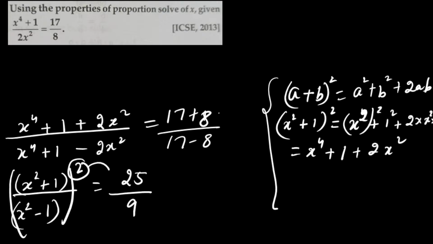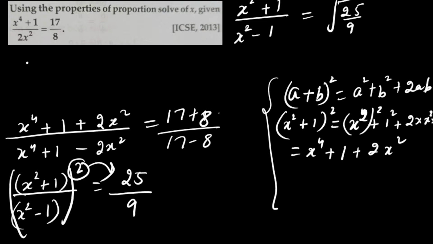So this square, if we shift to the other side, it will become square root. So I will get here (x square plus 1) by (x square minus 1) equals square root of 25 by 9. Because this square I shifted to the other side, now after this I am writing (x square plus 1) by (x square minus 1).